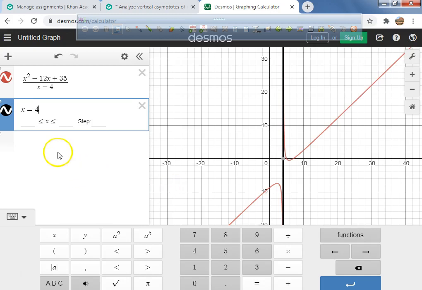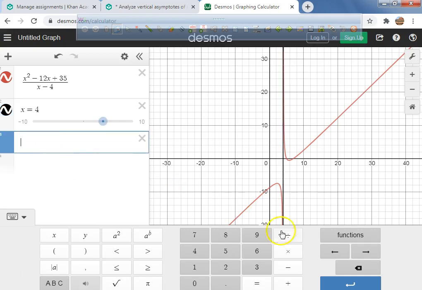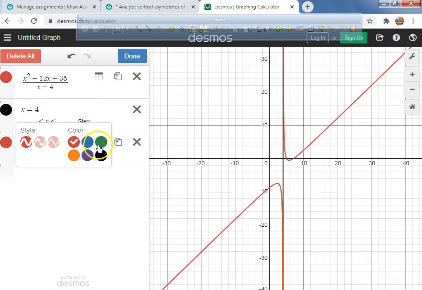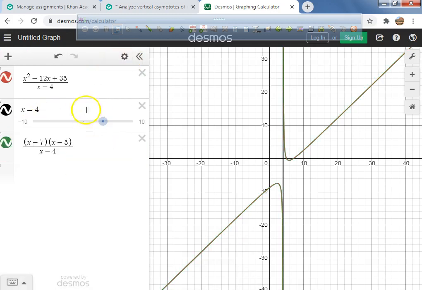Where are the zeros located? Somebody help me out with this factored form where I put divided. It was x minus 7, then it was x minus 5, all over x minus 4. All right. Now, check this out. I'm going to change colors. Let's make it green.